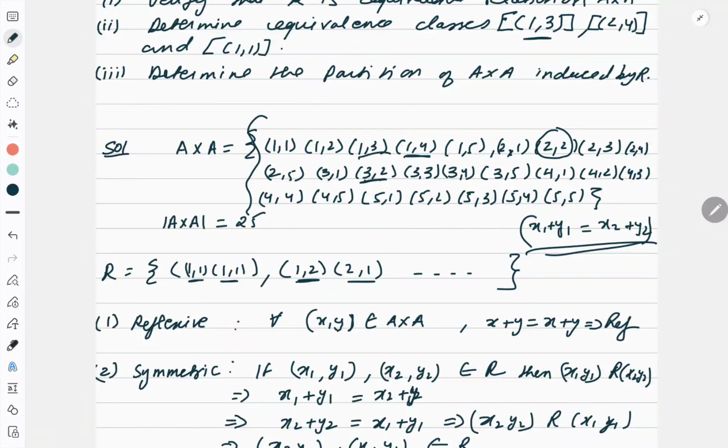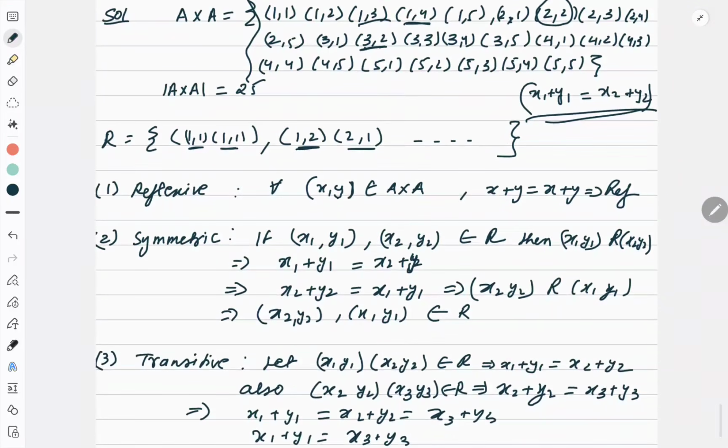Okay, now you have to prove that it is an equivalence relation. So how can I prove that it is reflexive? Obviously if you take x comma y, then x plus y is x plus y, so it is reflexive. For symmetric, if this is equal, then by commutativity I can swap the positions, and I can write it in reverse, and again this gives me that x2 y2 is related to x1 y1, so it is symmetric. Now when I talk about transitive, I should take two numbers.